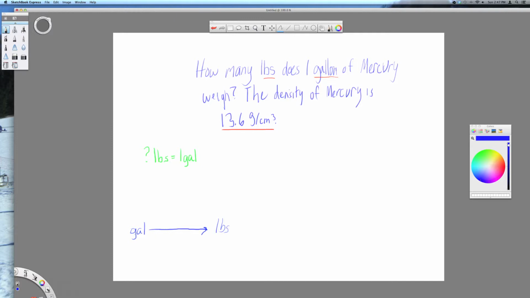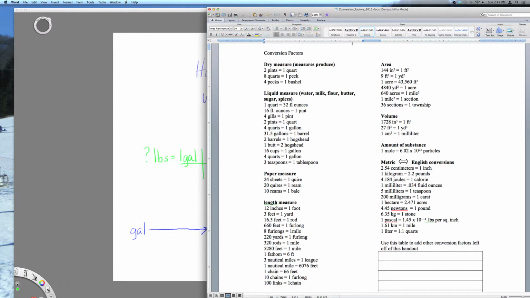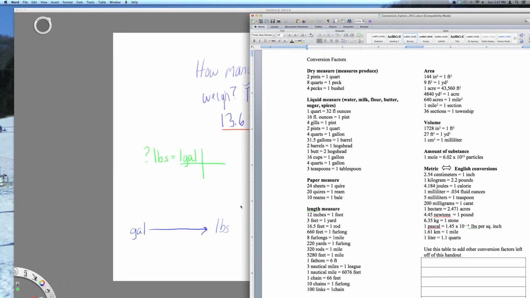Well, I'm nowhere near the concept of weight here, or the unit weight. So what I'm going to have to do is figure out a lot of bridging units for me to get through this. Let's take a look at the conversion factors here. I'm trying to get gallons to pounds. And I look over here and I see that there is a relationship between quarts and liters, and that's a unit that relates metric to English.